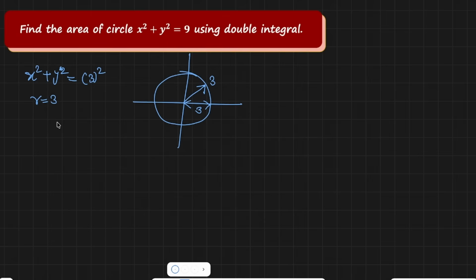So here, first of all, what is the area? Whenever the term area is there, it means the double integral of dx dy. Here it will be 1.